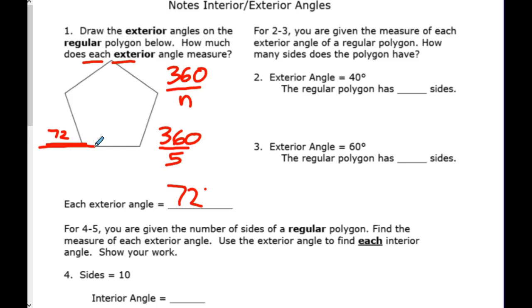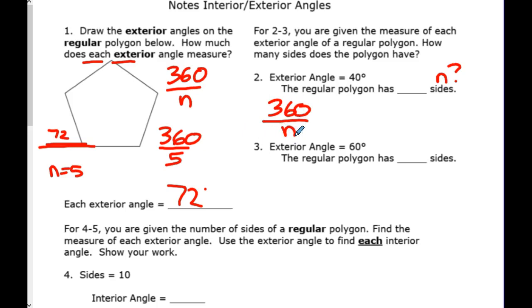So if you had a problem like that on your assignment, which you will, you'd know what to do. Number 2, now this is asking a different question. Number 2 gives you each exterior angle, and then it asks you what's the sides. So notice on number 1, we knew n was 5, but on number 2, n is missing. But we're going to still use the same formula, 360 over n.